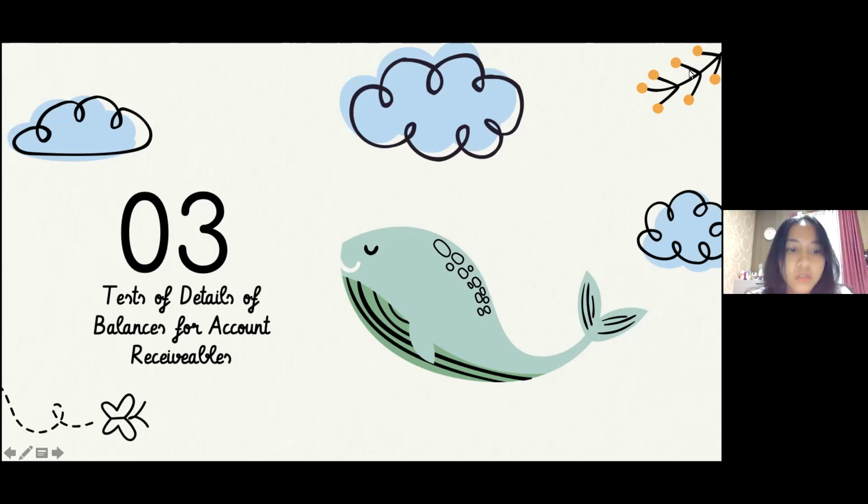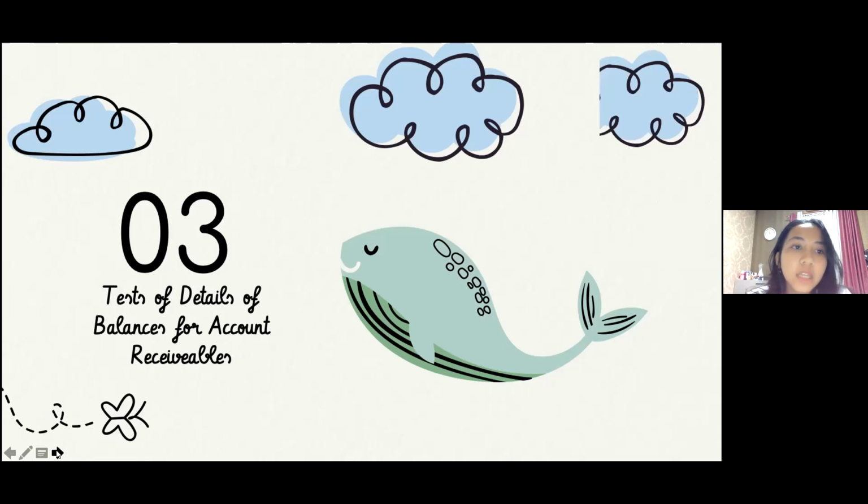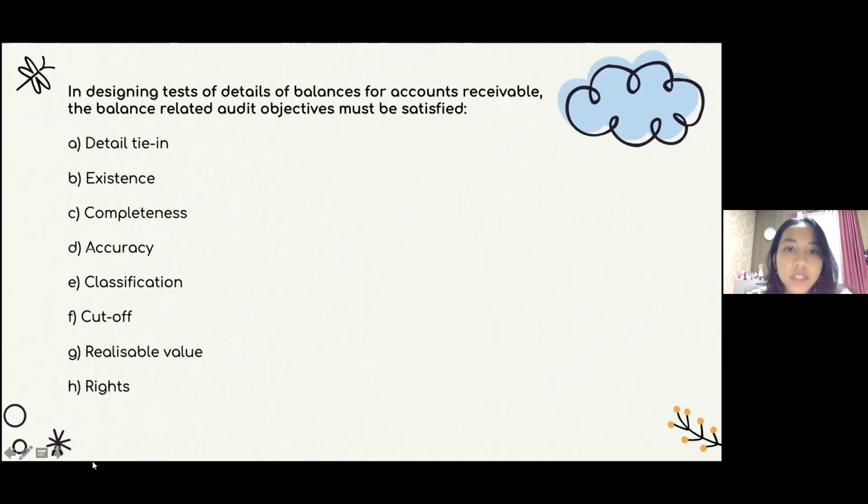Okay, thank you, Cindy. So Part 3 is about tests of details of balance for accounts receivable. In designing tests of details of balance for accounts receivable, the balance-related audit objectives must be satisfied. The first one is detail tie-in. For accounts receivable, it involves 6 steps.